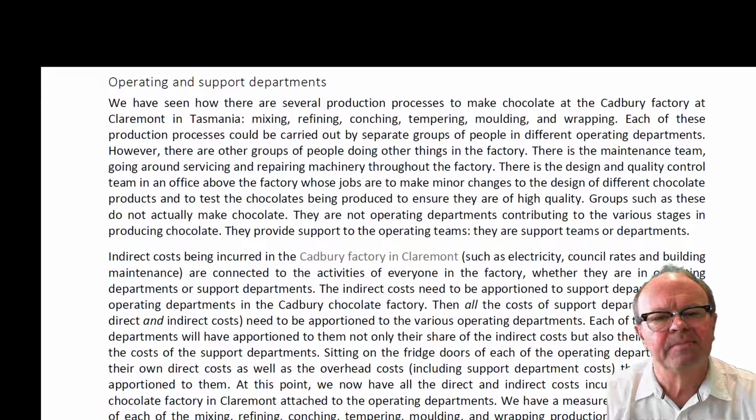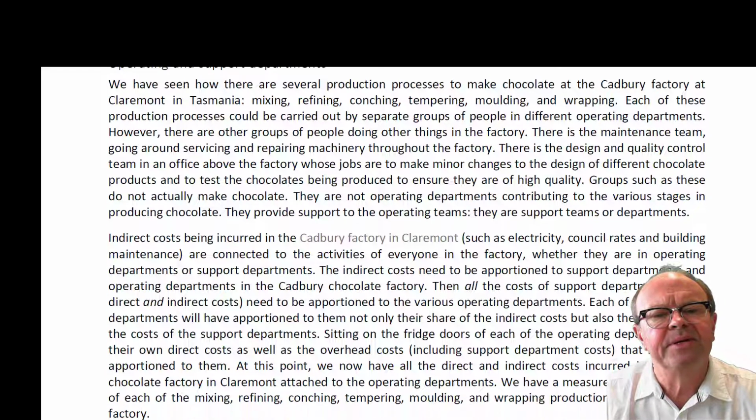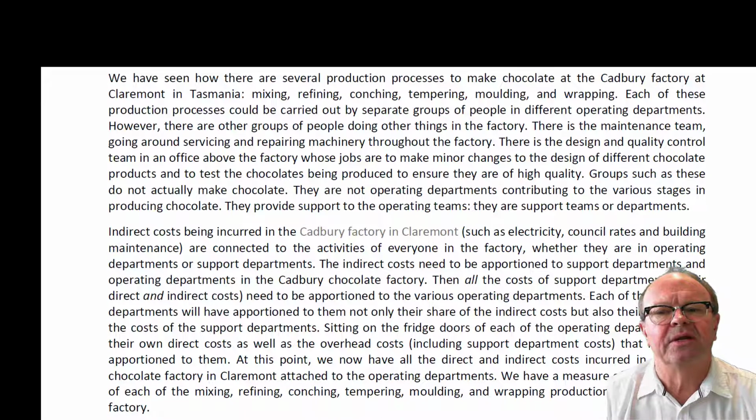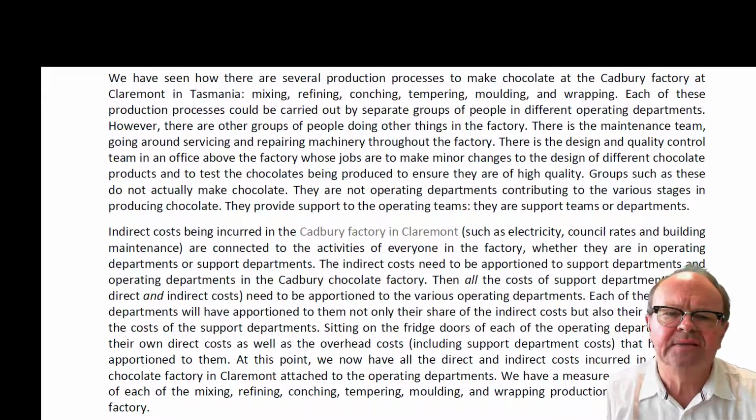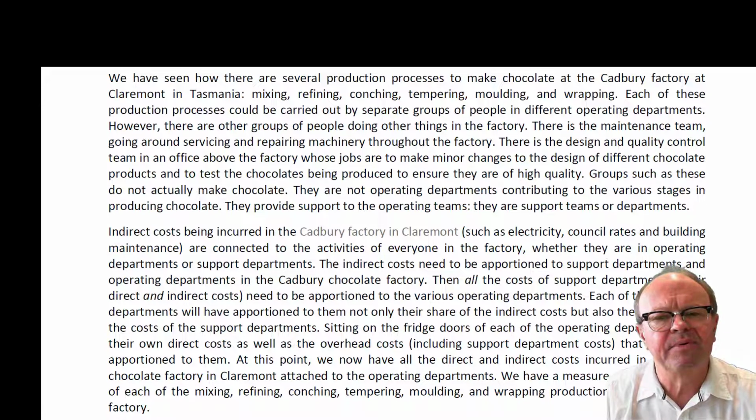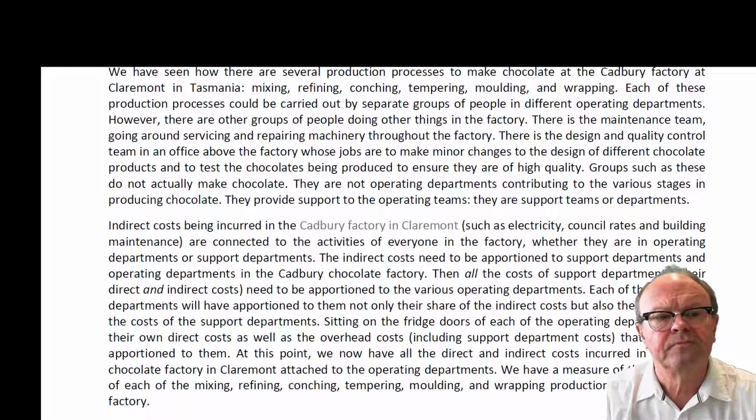Operating and support departments. We have seen how there are several production processes to make chocolate at the Cadbury factory at Claremont in Tasmania. Mixing, refining, conching, tempering, moulding, and wrapping. Each of these production processes could be carried out by separate groups of people in different operating departments.